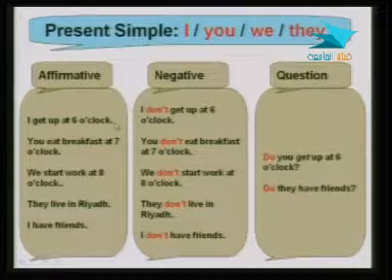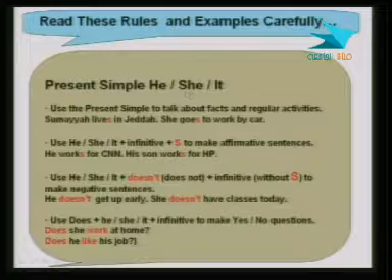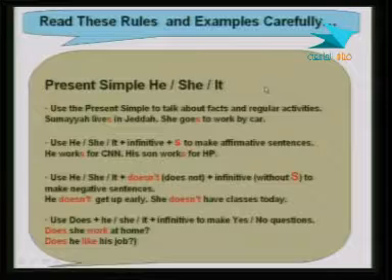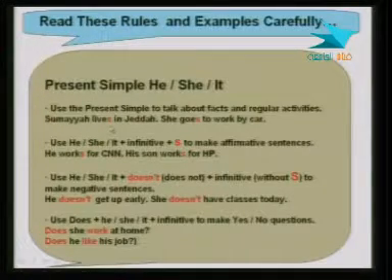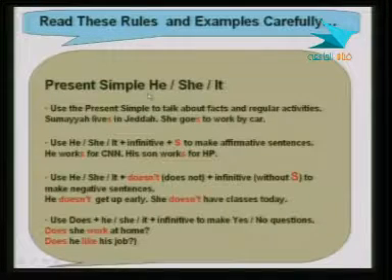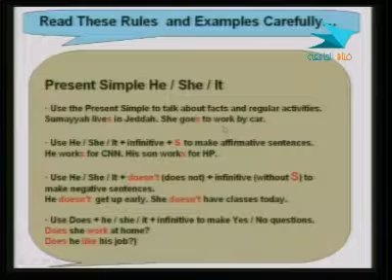Okay. Now, in case the subject is the pronoun he, she, or it, or a singular subject, what happens is that we add s to the main verb. And by the way, here we're talking about the simple present tense. Again, keep in mind, simple present tense. We use the simple present tense to talk about facts and regular activities. Example, Sumaya lives in Jeddah. She goes to work by car.